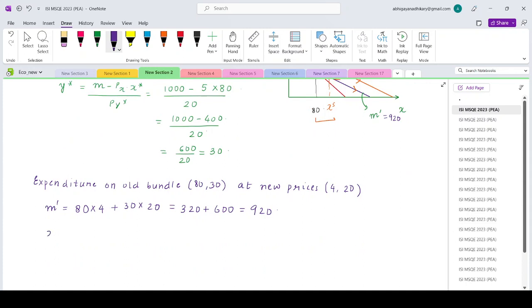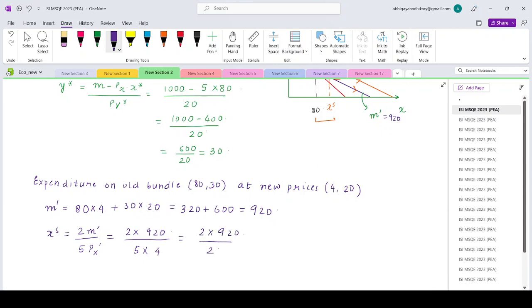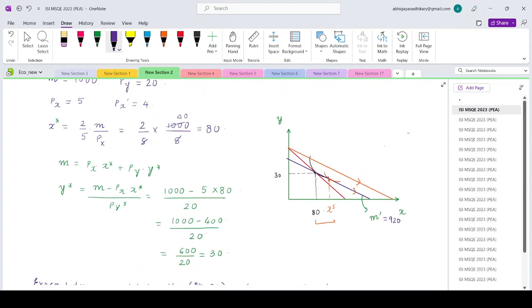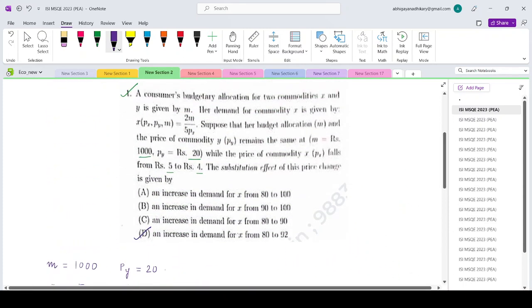Now on this budget line, what would be the amount of X that is consumed? We'll put this in the expression 2M dash by 5Px dash. So that is 2 into M dash, which is 920, over 5 into Px dash, which is 4. So that is basically 2 into 920 divided by 20. So that is basically 92. So under the substitution effect, the consumption of good X rises from 80 to 92. So if you look at the options, that is given by option number D.